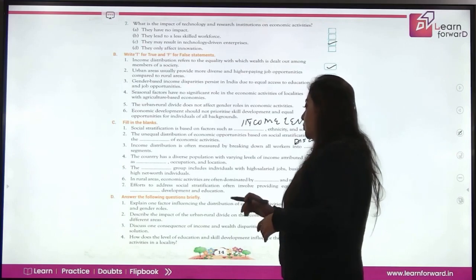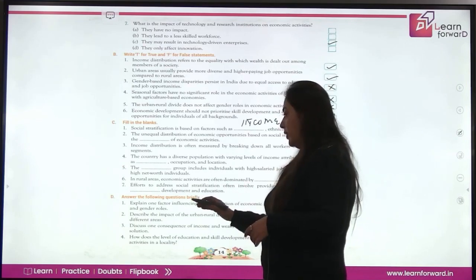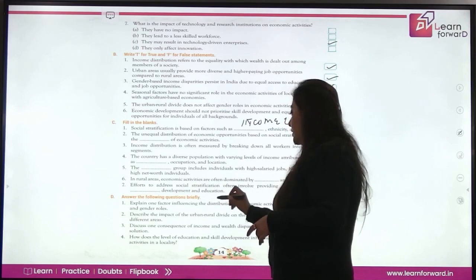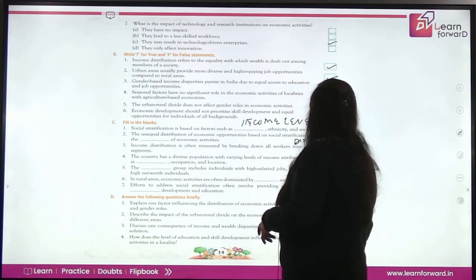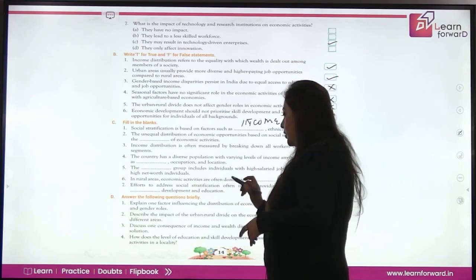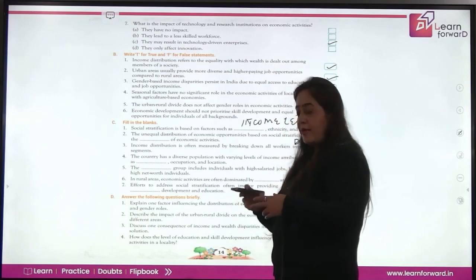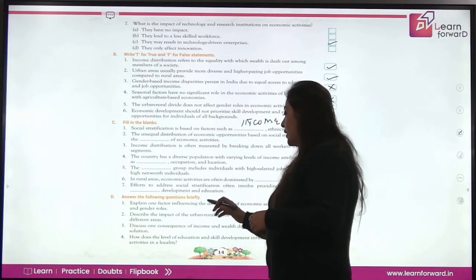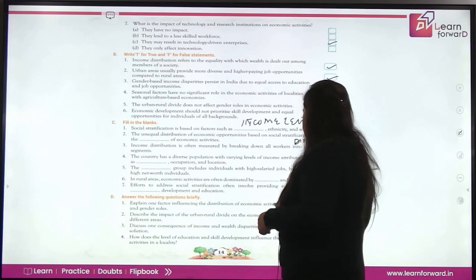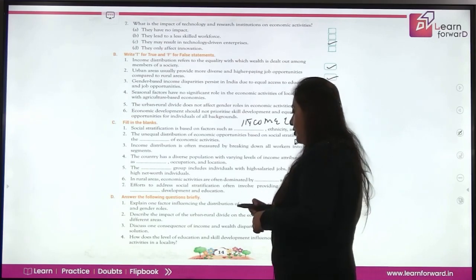Now let us come to the question answers, the answers in brief. Explain one factor influencing the distribution of economic activities based on social context and gender role is the level of income. Describe the impact of the urban-rural divide on the economic opportunities and activities in different areas.